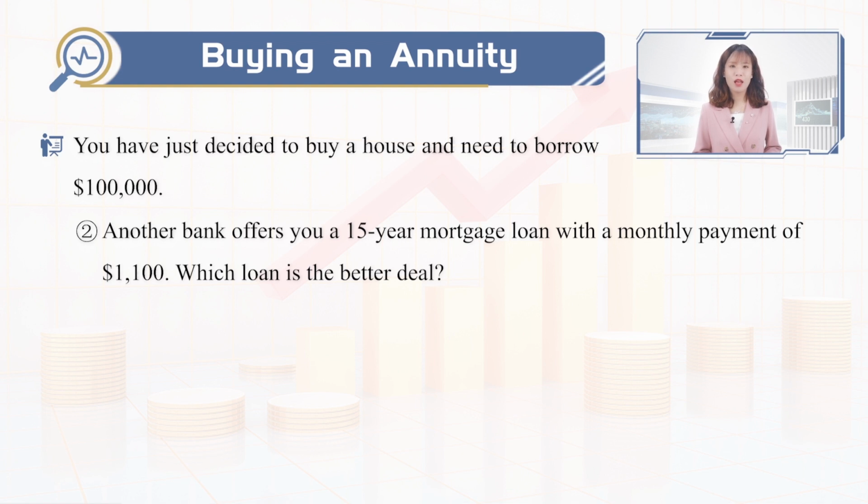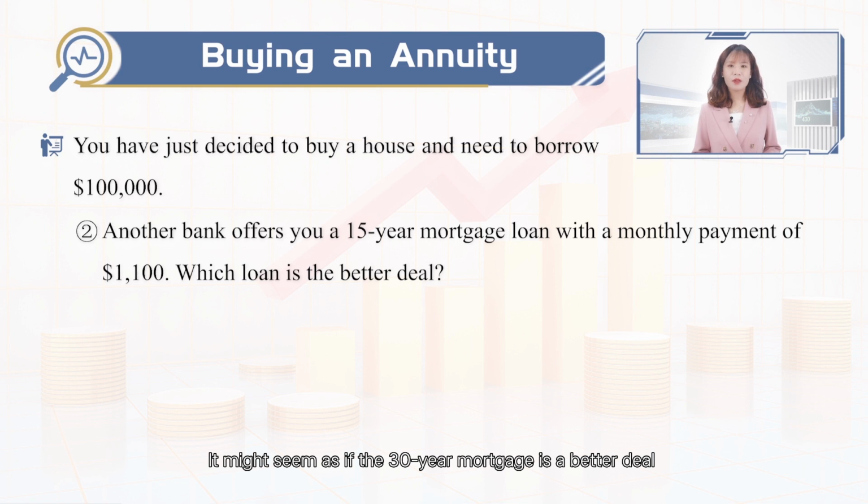However, another bank offers you a 15-year mortgage loan with a monthly payment of $1,100. Which loan is the better deal? It might seem as if the 30-year mortgage is a better deal because the monthly payment is less than $1,100 for the 15-year mortgage. But the 15-year mortgage is finished after only 180 payments, whereas the 30-year mortgage is finished after 360.